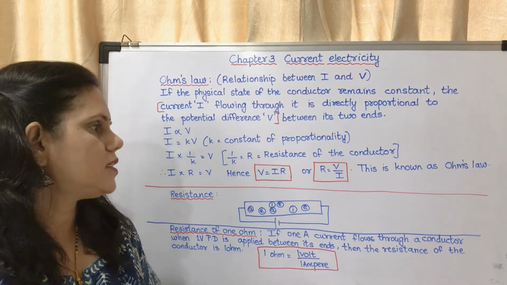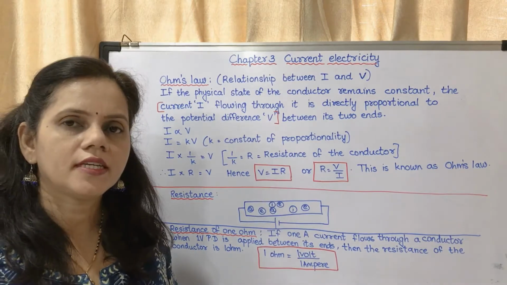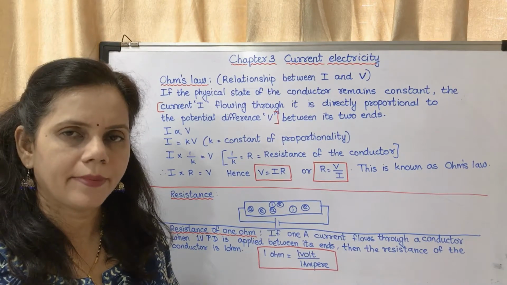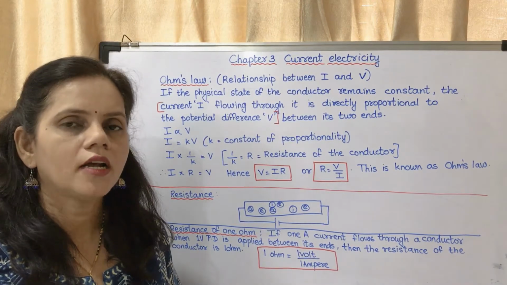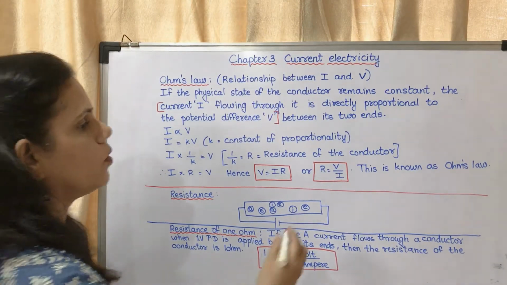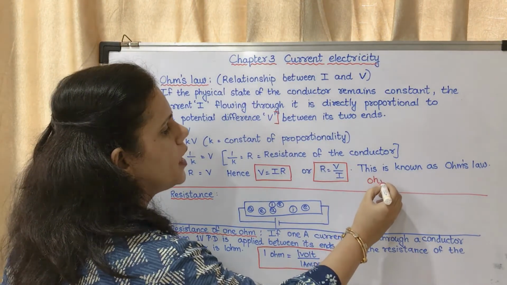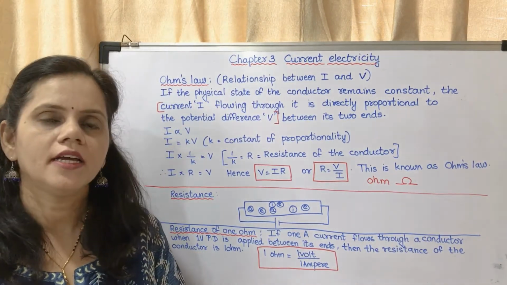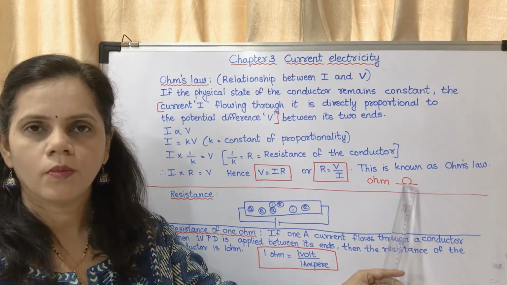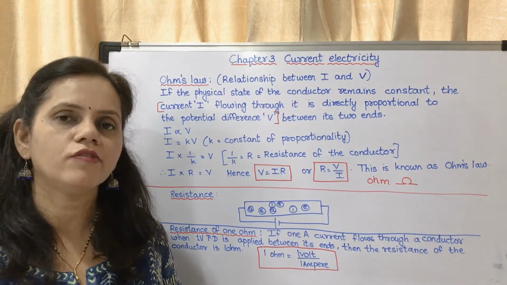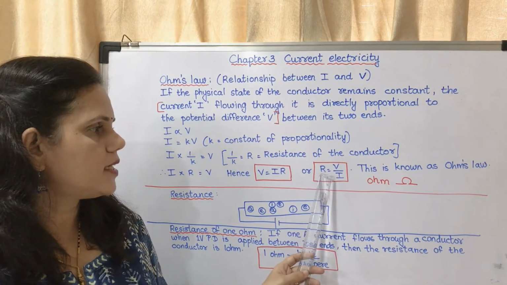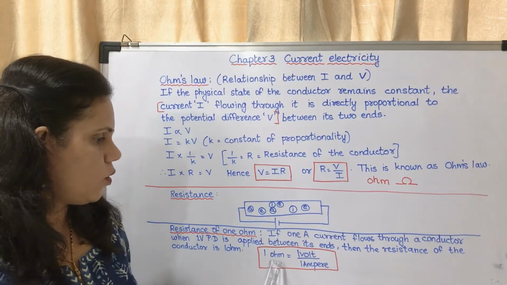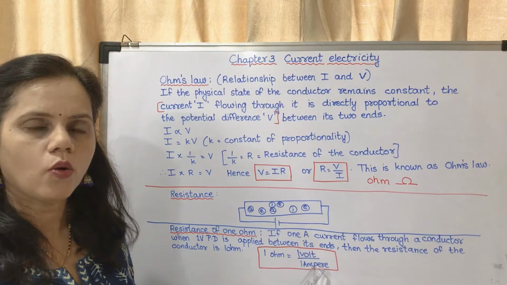Okay. Now, what is the unit of V? The unit of V is volt. What is the unit of I? The unit of I is ampere. Now, there is a unit for R. The unit for R is ohm. Okay, the unit of R is ohm and it is denoted like this. This is known as omega. Okay, this is ohm. What is ohm? It is the unit of R. So 1 ohm is equal to 1 volt upon 1 ampere.